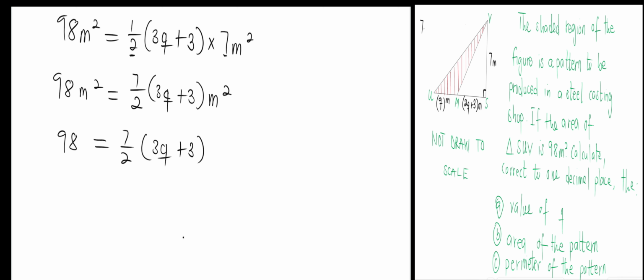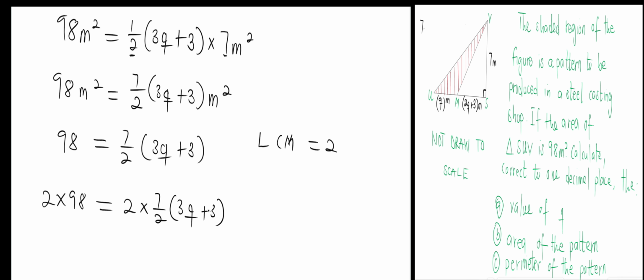When you get to this point, we find our LCM, which is 2. So we multiply through by 2. So we are going to get 2 times 98 equal to 2 times 7 out of 2 multiplying 3Q plus 3. Here we are going to get a result of 196 equal to, these 2 divide themselves, and we are left with 7, so 7 multiplying 3Q plus 3 in bracket.